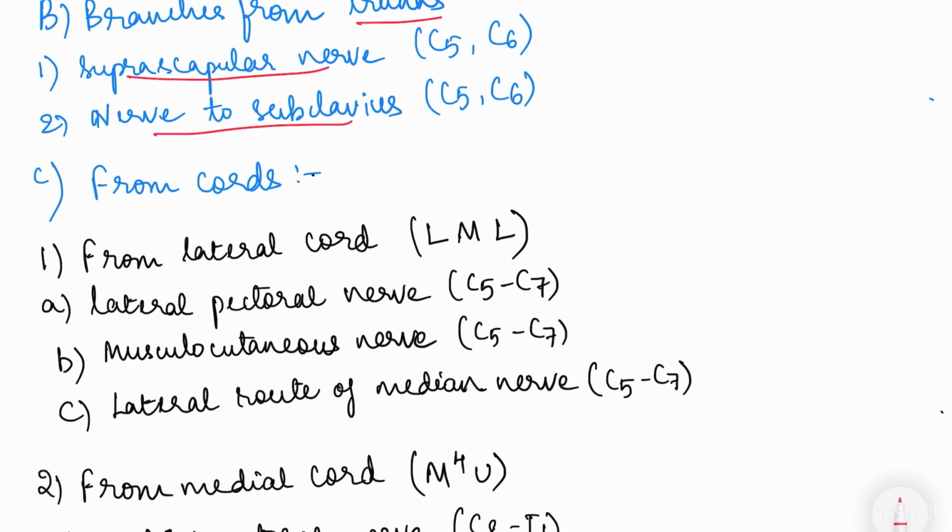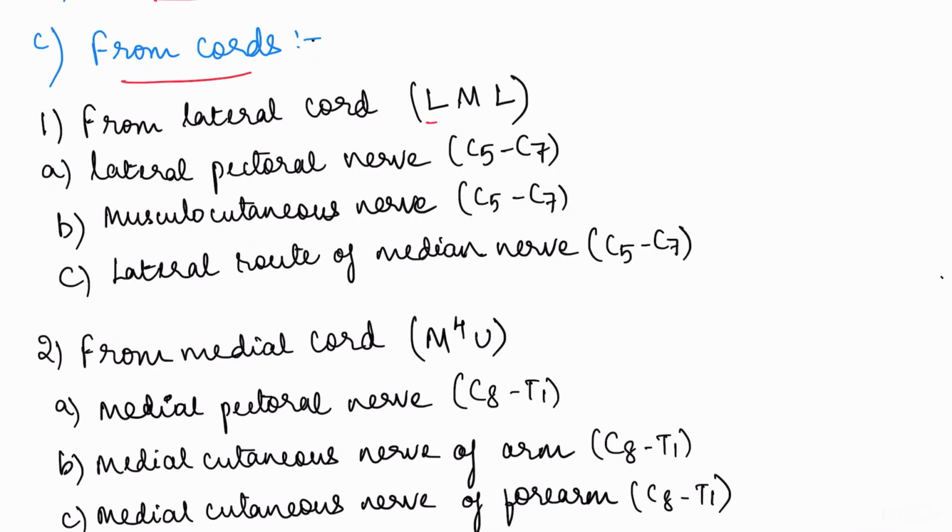Then we have branches from the cords. From the lateral cord, there are three branches which can be remembered with a simple mnemonic, that is LML, as in lateral pectoral nerve, musculocutaneous nerve and lateral root of median nerve. Now let's see it in the picture.